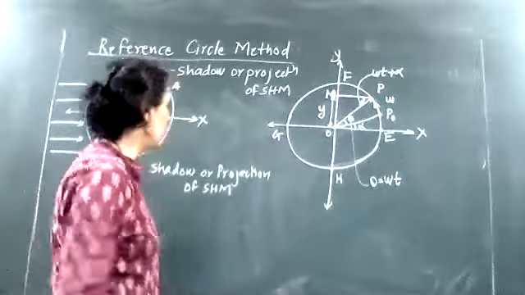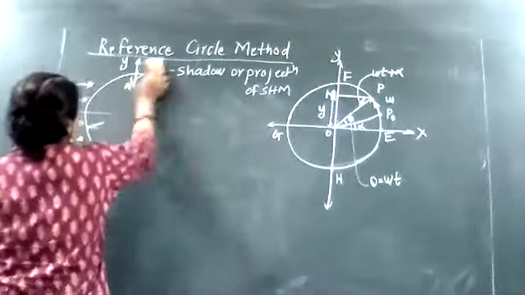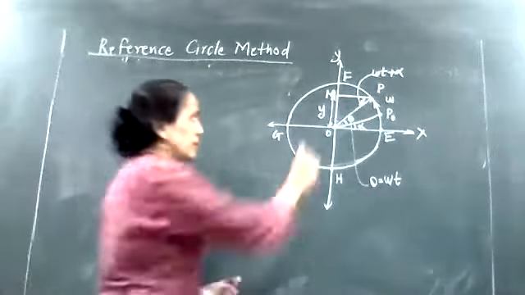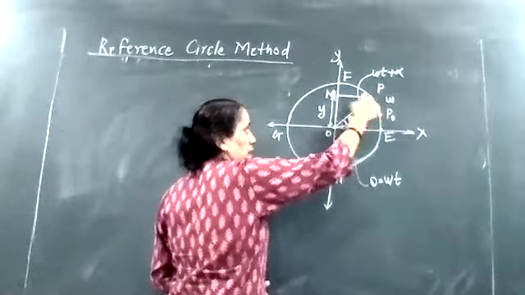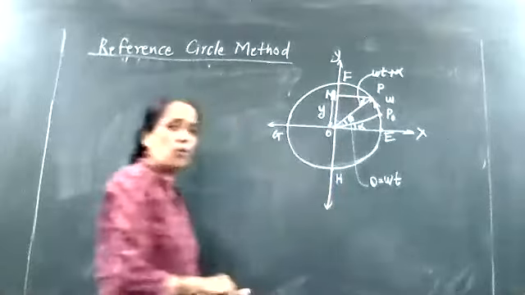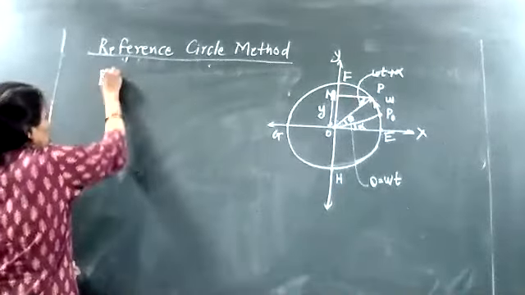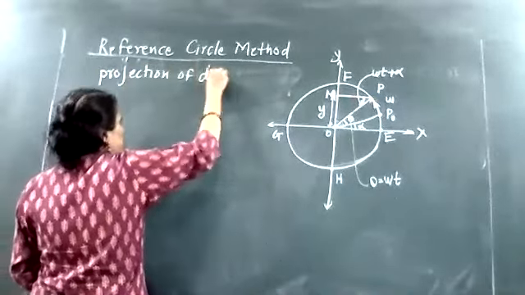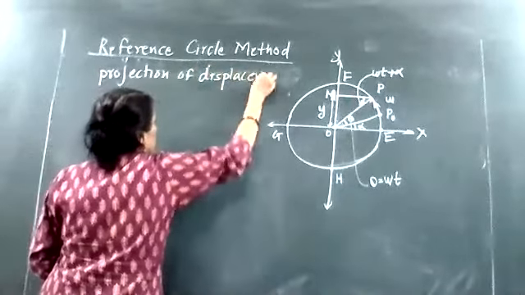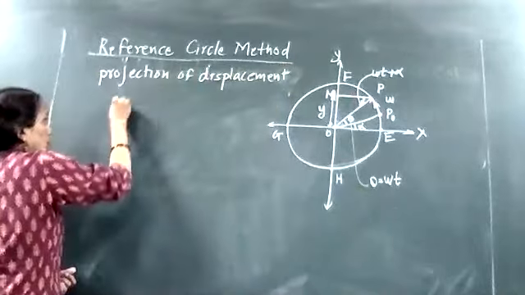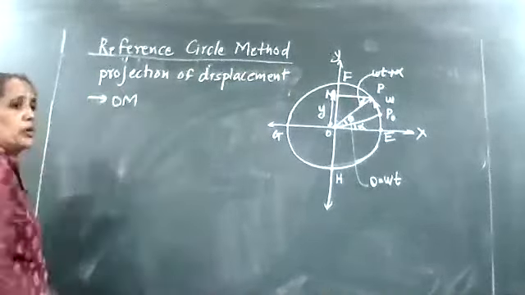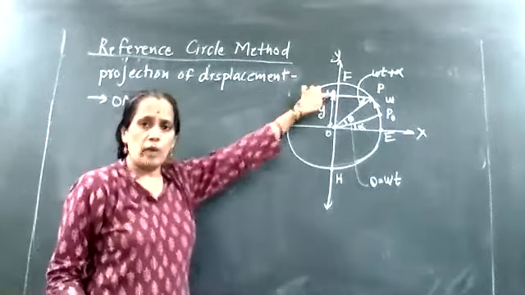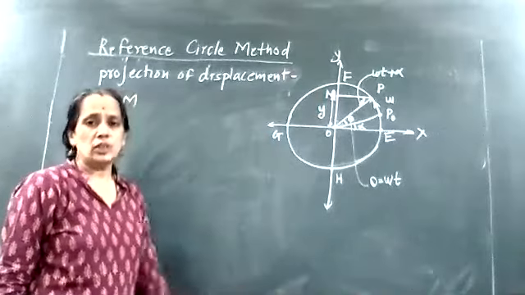And now we can find out the projection of your particle at point P. This projection of a particle P along the reference axis is nothing but OM. So I am going to call it a projection of a displacement. The projection of displacement will be given by length OM. Projection of a displacement is nothing but OM. So now I have to find the value of OM. OM will indicate projection of displacement.